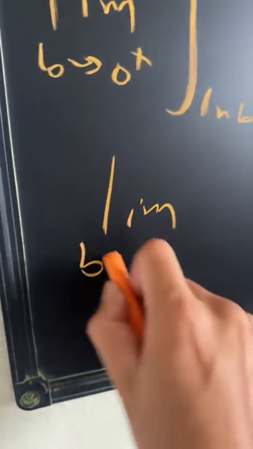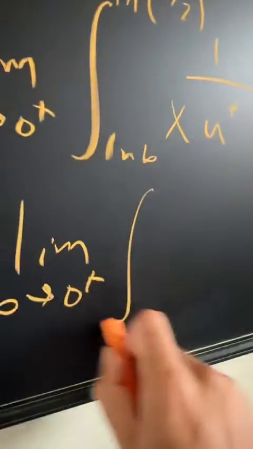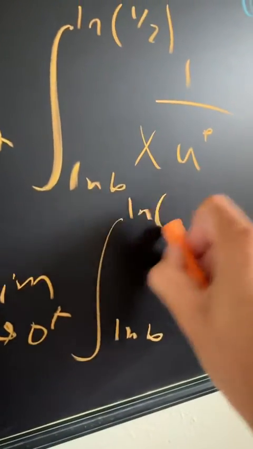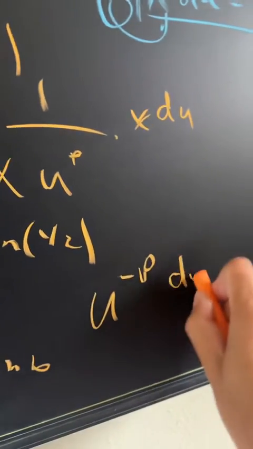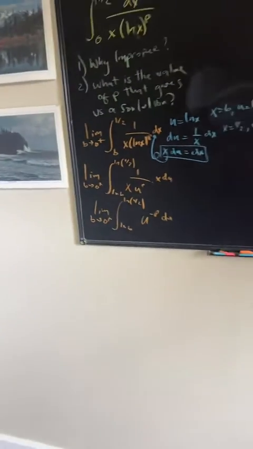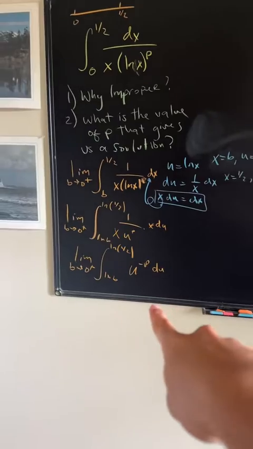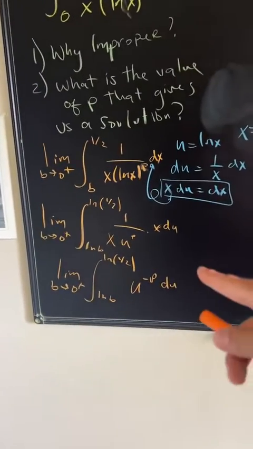Now we can go ahead and rewrite this as the limit as b approaches 0 from the right side. And then we have the integral of natural log of b to natural log of 1/2. And I'm just going to go ahead and rewrite this as u to the negative p with respect to u. I did that because obviously we have to implement the power rule. Let's go ahead and implement the power rule by adding 1 to the power divided by the new power.